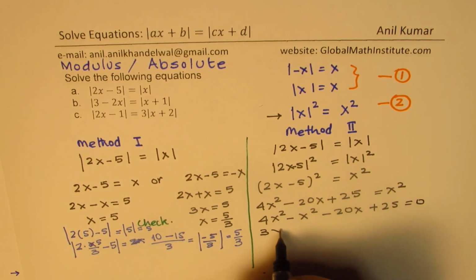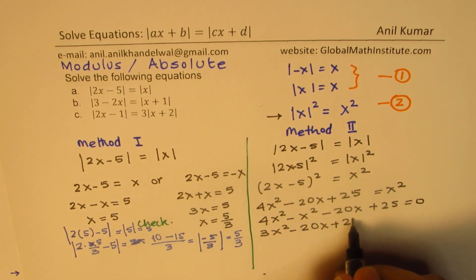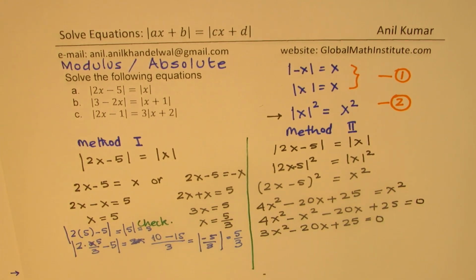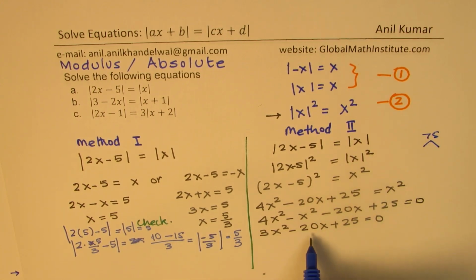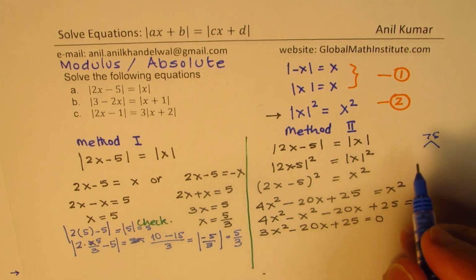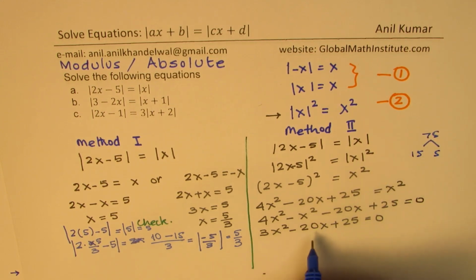That gives you 3x squared minus 20x plus 25 equals to 0. Now to solve this, we need to factor this equation, right? So 5 times 3 is 75. To get 75 and 20 here, what are the two numbers which can help us to get 75? So we could have both negative 15 and 5, right? So 15 and 5 can work for us. So we'll split 20 as a combination of 15 and 5.